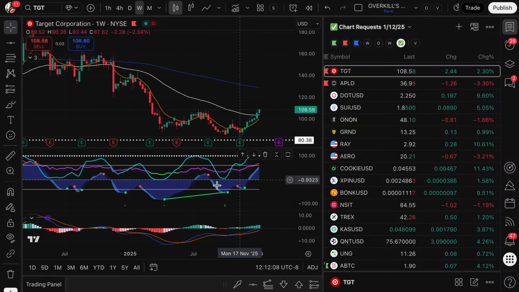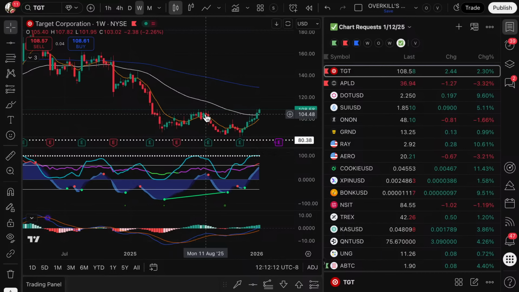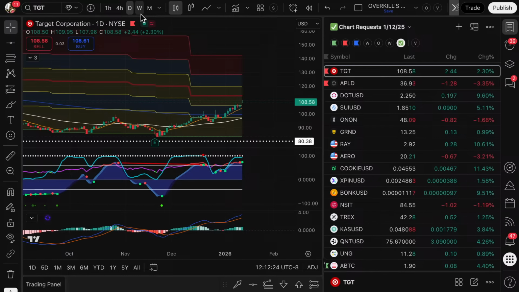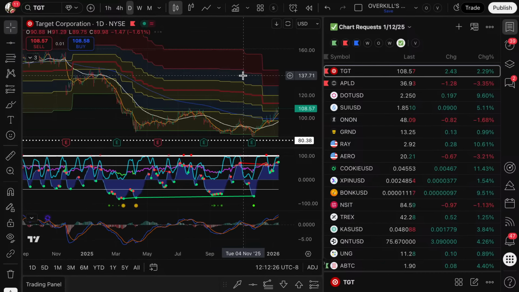Wouldn't buy it when the wave's up here. Again, we want to buy when the blue wave is down here below the white line. That tells us that there's been a really big pullback, right? Over-exaggeration to the downside. Now that it's up here, we're not looking for entries. We're looking for exits, and our exits should be somewhere between 130 and 140. I would maybe trim some now, but what do I know?